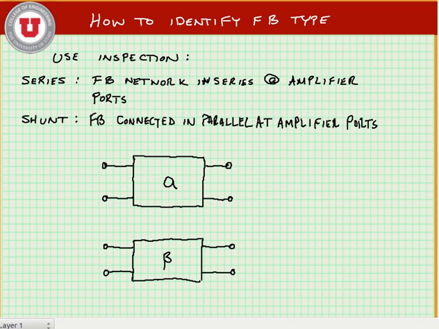Alright, so now we're going to learn how to identify feedback by its type. We have two different types of feedback that we can use. One is series feedback, and in series feedback, at an amplifier's ports, the signal must go through both the feedback network and the amplifier to get to ground. So we'll just say that the signal must traverse both the amplifier and the feedback network.